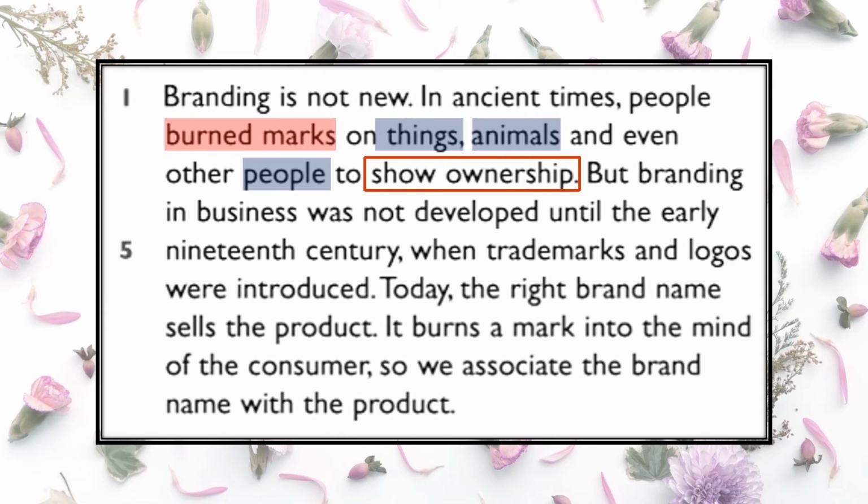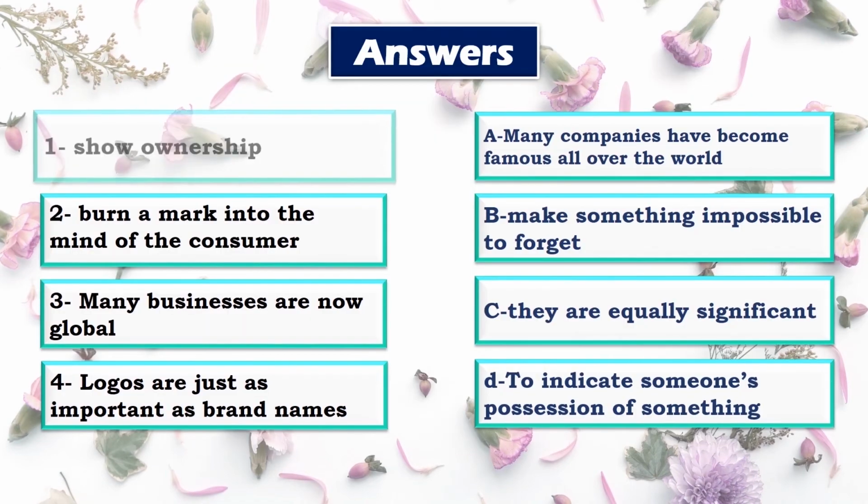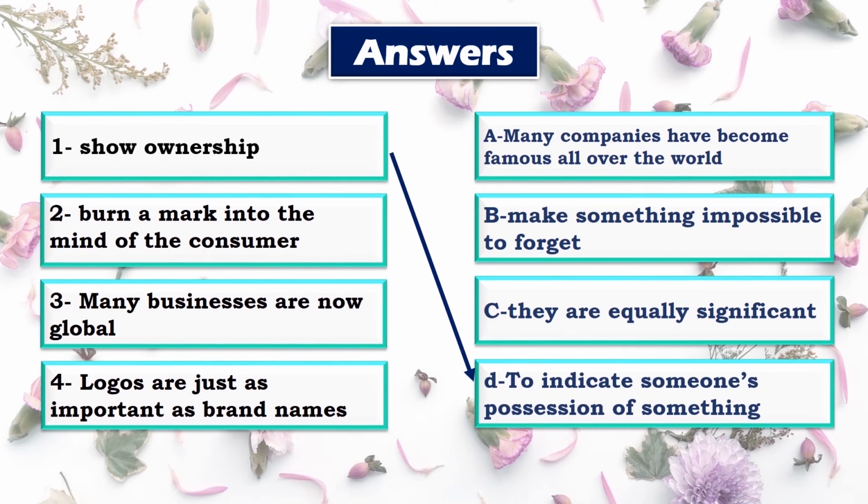If you already know the word ownership, it is so much the better, as this word means having official documents saying that a car or a house is yours. Therefore, we must choose D, which is to indicate someone's possession of something.